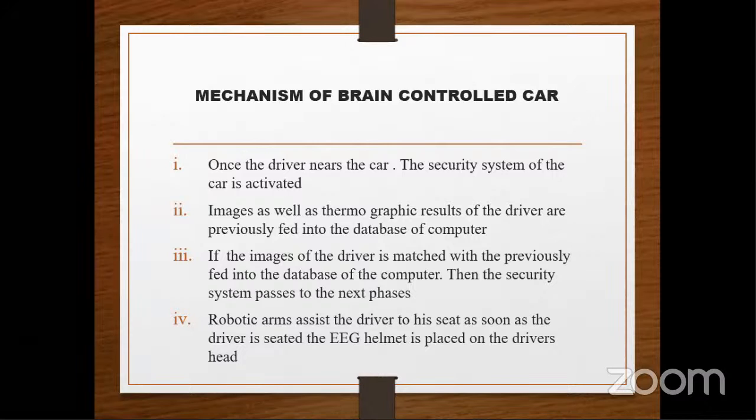Soon after the driver passes this stage, the door slides aside and a ramp is lowered from its floor. The ramp has flip actuators at its lower end. Once the driver enters the ramp, the flip actuates to be lifted horizontally. Then the robotic arms assist the driver to his seat. As soon as the driver is seated, the EEG, that is electroencephalography, is lowered and suitably placed on the driver's head. A wide computer screen is placed in front of the person, which can be handled using a mouse by mind instruction to get started.